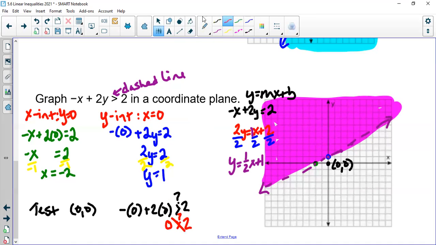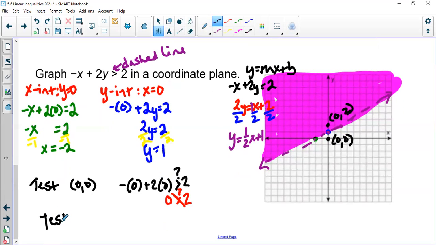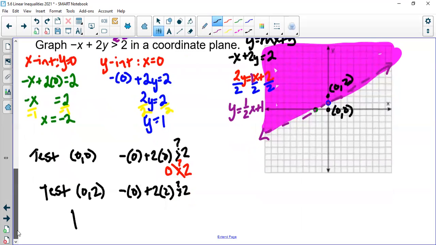Now, like I showed in the previous example, we could also test another point. If we wanted to test another point that's in that shaded area, we could test this point, for instance. This is the point 0, 2. If we test 0, 2, we've got -x plus 2 times y. Is that greater than 2? And hopefully you see that indeed we have a true statement here. We have 0 plus 4, which is 4, and that is indeed greater than 2. So we can see that we shaded through the point that made this true.